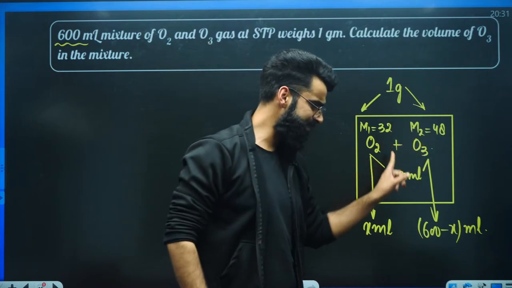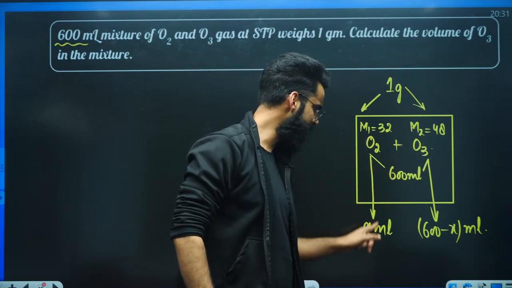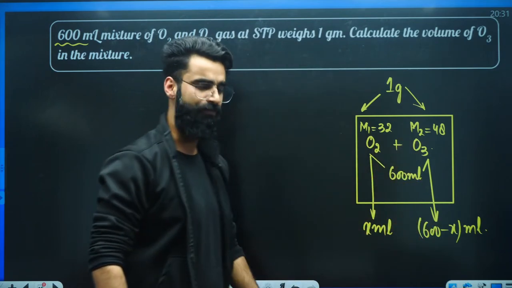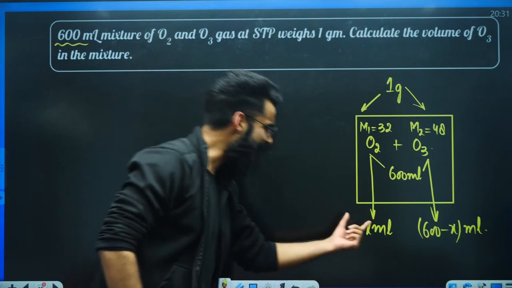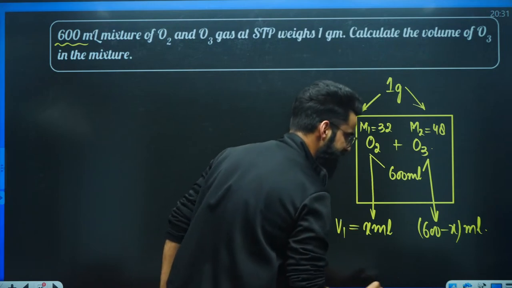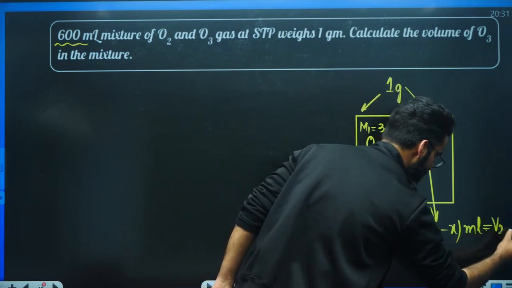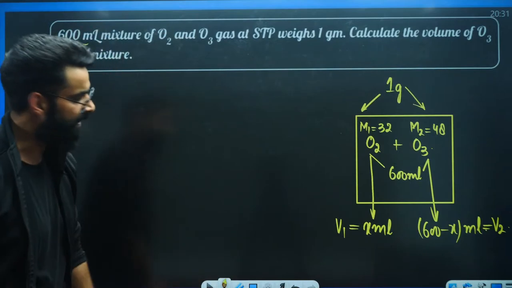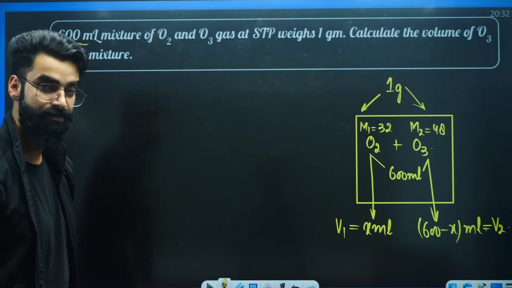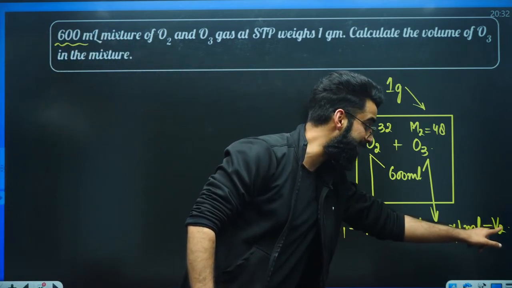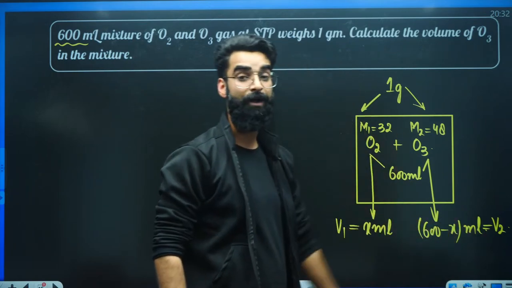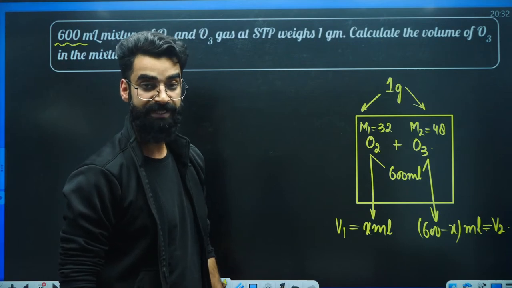If the volume of the whole mixture is 600 ml, out of 600, let's assume X ml is the volume of O2. So 600 minus X will be the volume of O3 in the container. I'll represent these individual volumes with V1 and V2 respectively. What do I have to calculate? Volume of ozone in the mixture, which means I have to calculate V2. V2 is 600 minus X. So basically, I have to get the value of X.